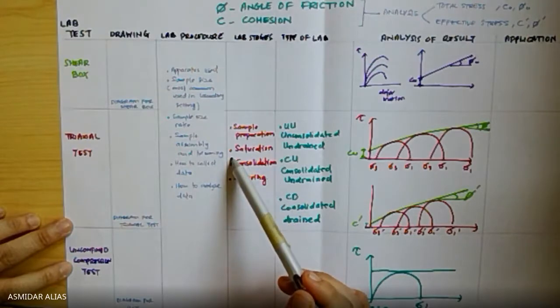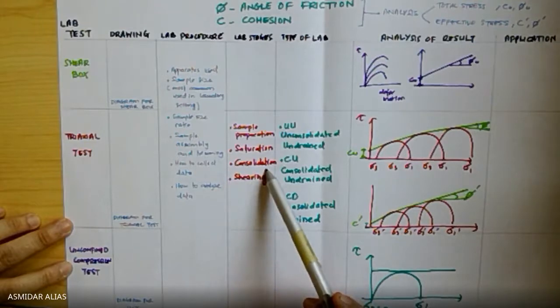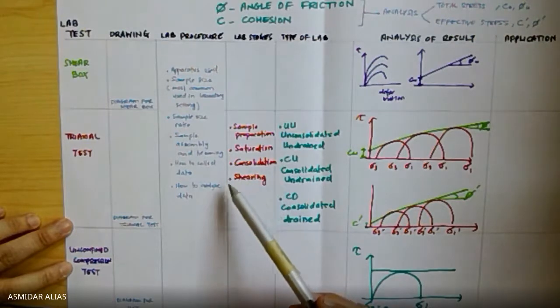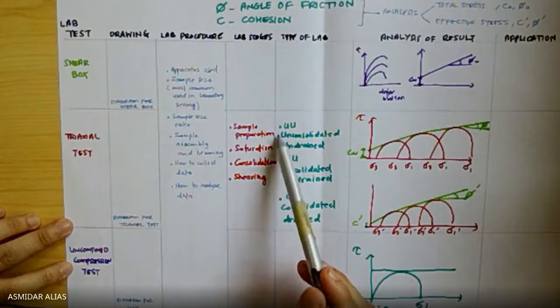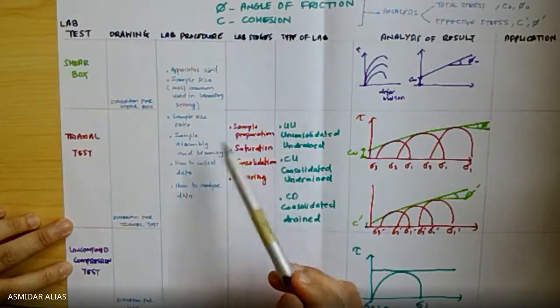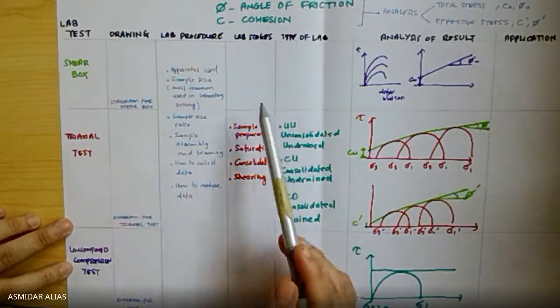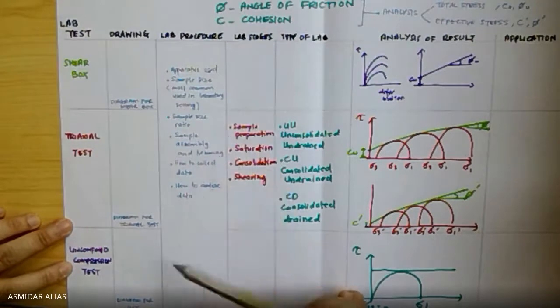After saturation, the next stage will be consolidation. After the consolidation, the last part of triaxial testing is the shearing. So these 4 stages are only applicable to the triaxial test, rather than the shear box and UCT tests, where both tests are quite direct in terms of the lab procedure.